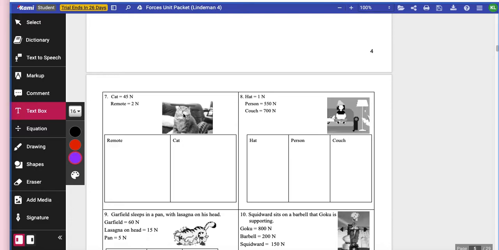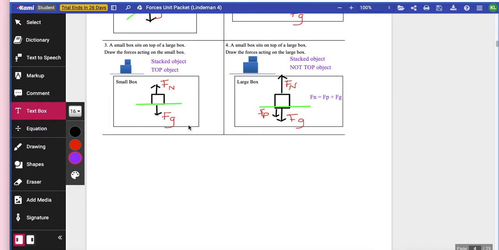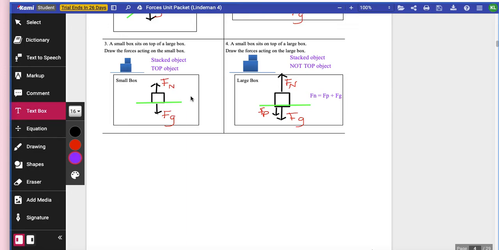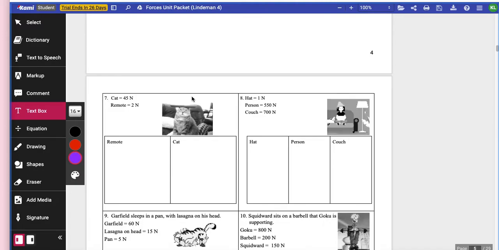I'm going to start with the remote because the object on top is always the easiest object to draw a free body diagram for. Remember, if an object is on top, you draw the free body diagram just like if it was an object on the ground. So it's going to look exactly like the free body diagram that I drew for number 3.